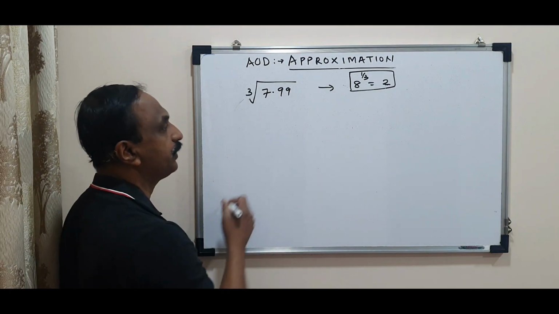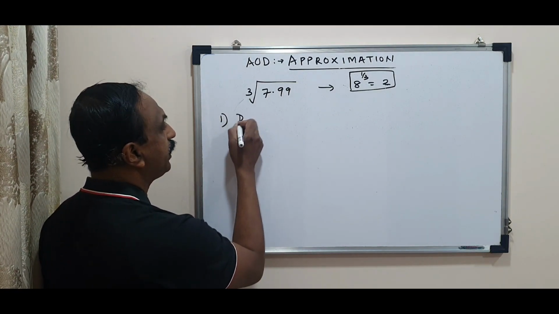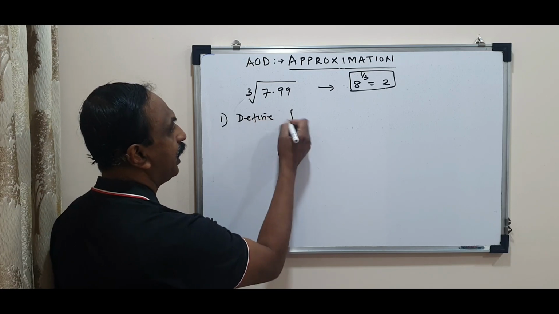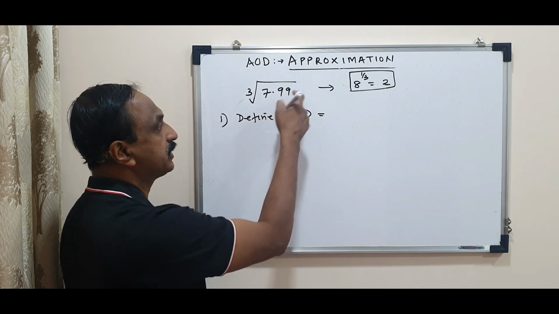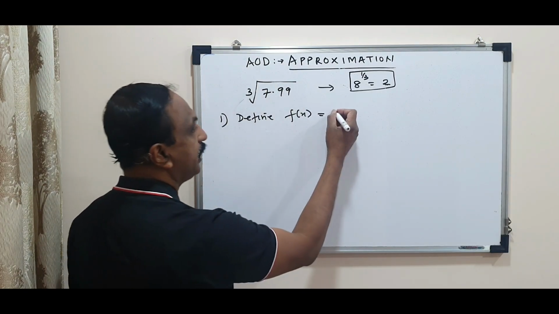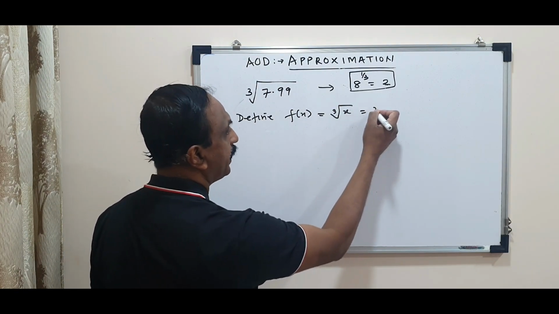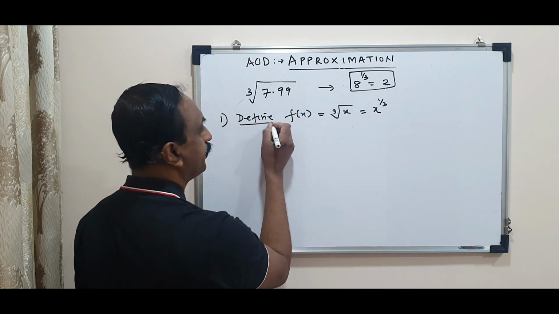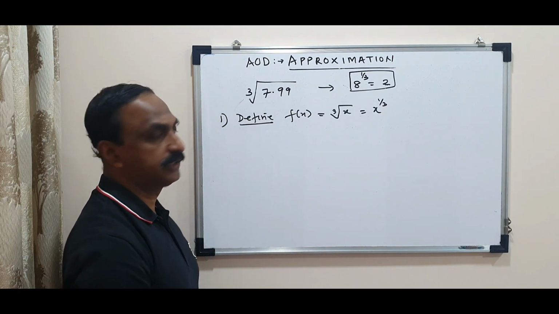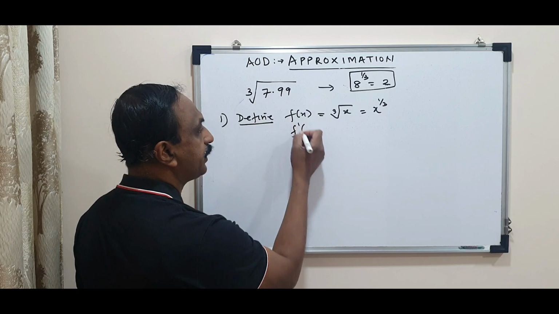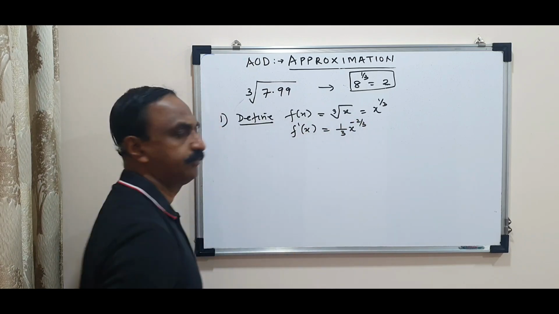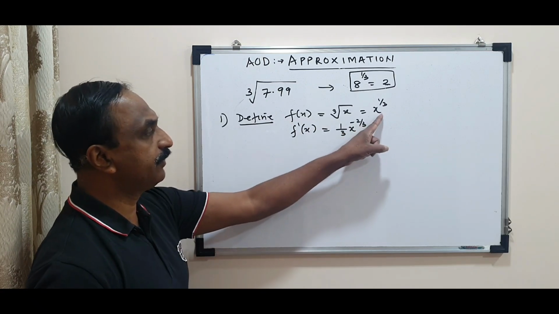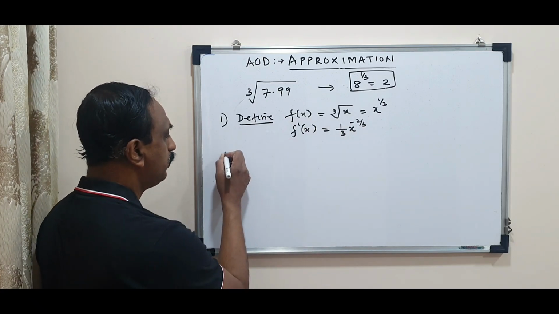So what I'm going to start with is, the first step is define the function. How do you define the function? Replace the number by x. It's cube root of x. I'm writing it as x raised to 1 by 3. As soon as you find the function, next step is to find its derivative: 1 by 3 x raised to minus 2 by 3. So once the derivative is done, then we go for the formula.